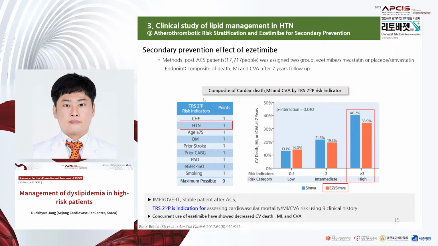They used a novel risk indicator named TRS2P. It included heart failure, hypertension, age more than 75 years, diabetes, prior stroke, prior CABG, peripheral artery disease, eGFR less than 60, and smoking. 0 to 1 point was grouped as low risk, 2 points as intermediate, and 3 or more points as high risk. There was no difference in the low and intermediate risk groups. However, there was a significant difference in the high risk group.